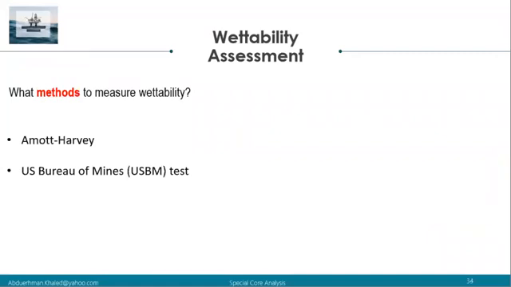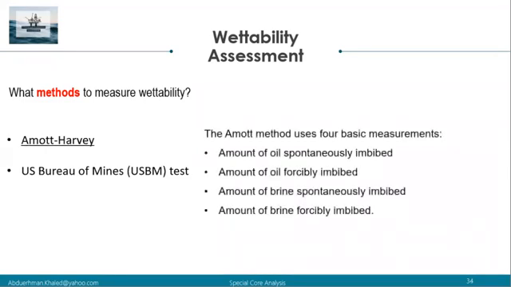Well, we came to the last part of this webinar, which is the methods used to measure wettability. There are two main methods: the Amott-Harvey method. This method takes into account four basic measurements. As you can see here, there are the amount of oil that is spontaneously and forcibly imbibed, and the amount of brine water that is spontaneously and forcibly imbibed.